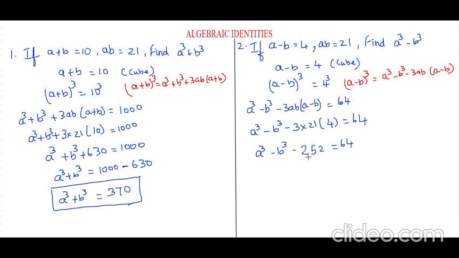Now let's take this negative 252 to the other side. So whenever a negative from the left hand side goes to the right hand side, the negative becomes positive, right? So it is a cube minus b cube equals 64 plus 252. So a cube minus b cube equals 252 plus 64. So 252 plus 64 is 316. So our question was find a cube minus b cube. Here we have got the answer: a cube minus b cube is 316. Isn't it easy? We just need to apply the identity.